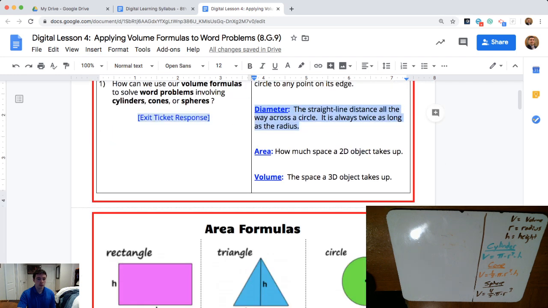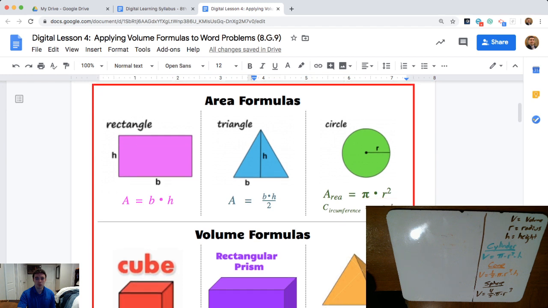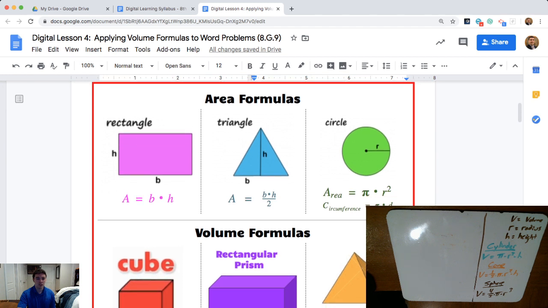Some of the area formulas and the volume formulas that you're going to need are listed here on page 2. One thing I added for the circle: sometimes they ask us about the area of a circle, which is how much space the circle takes up. Other times they ask us about circumference, and circumference measures the distance all the way around a circle. So circumference has a different formula than area has when we're working through those circle-based problems.